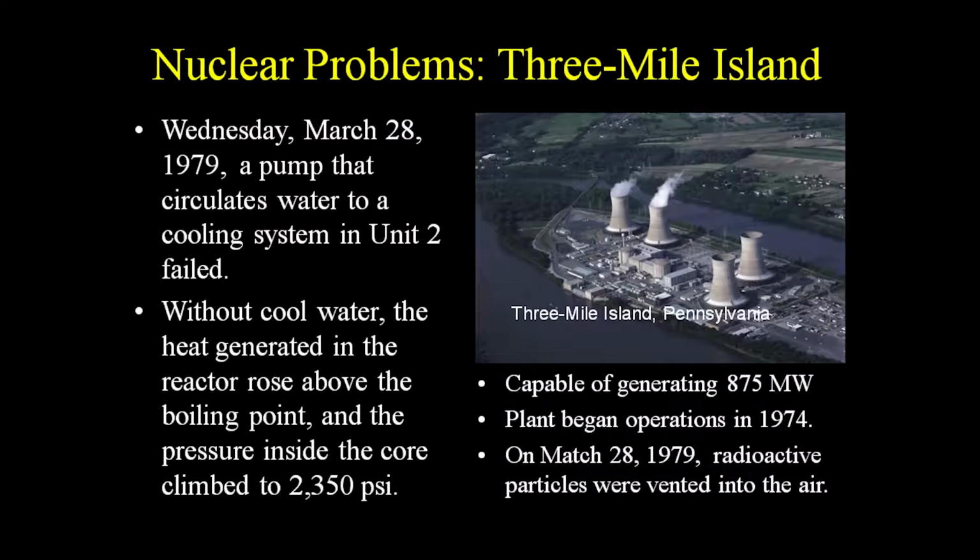There have been only 3 major nuclear accidents so far. On March 28, 1979, at Three Mile Island, Pennsylvania, in the U.S., a pump that circulates water to a cooling system in the nuclear reactor failed. Without cool water, the heat generated in the reactor rose above the boiling point, and the pressure inside the reactor climbed to 2,350 psi. Radioactive particles were then vented into the air. 2 days later, a sudden and uncontrolled burst of radiation came from Three Mile Island. Approximately 200,000 people chose to evacuate, but no deaths were reported.